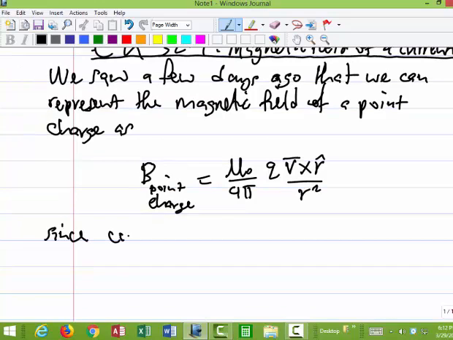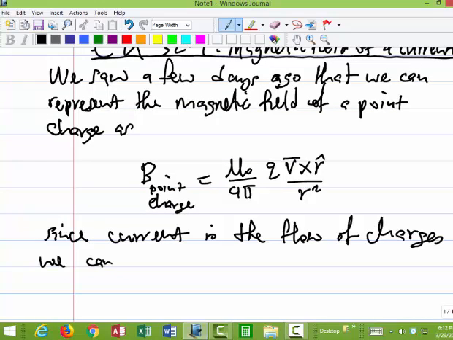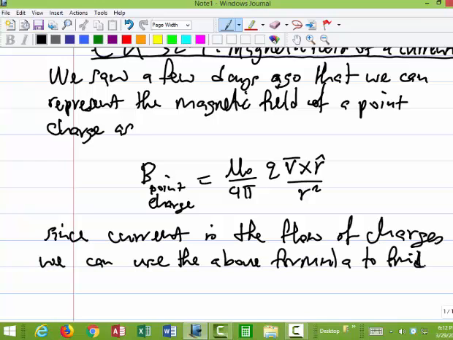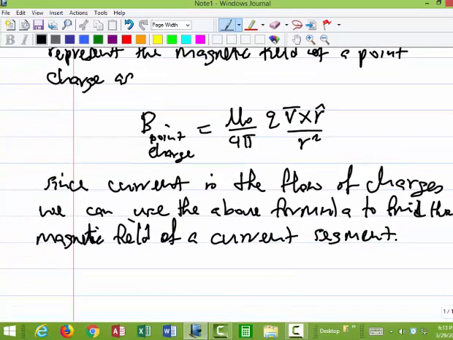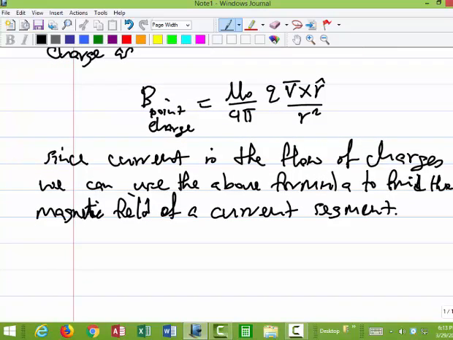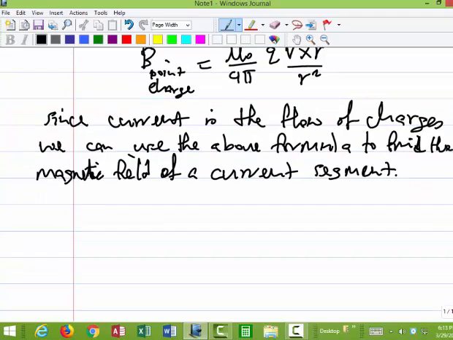We can say that since current is the flow of charges, we can use the above formula to find the magnetic field of a current segment. So let's say we have a current carrying wire like that. It carries a current, let's say I, going through it. And so we want to find a magnetic field at some point in space. The field is going to go that way because if you wrap your right hand around the wire in the direction of the current, then the magnetic field wraps around this way.